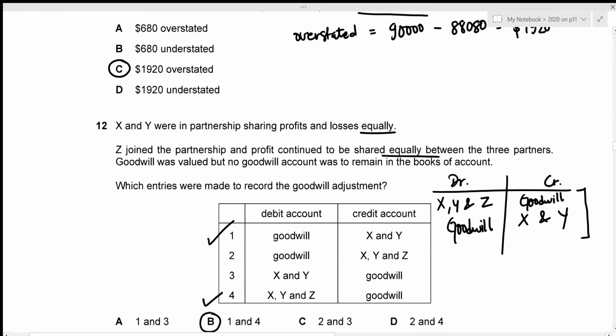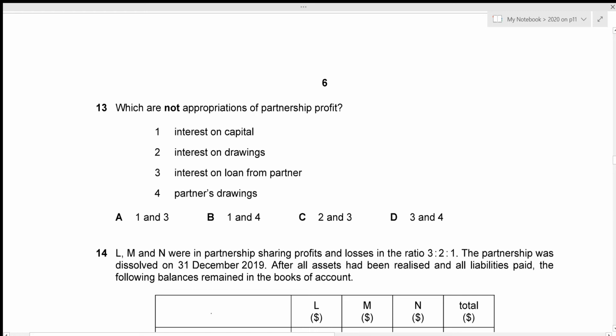Now let's have a look at question number 13. Which are not appropriations of partnership profit? So the first one is interest on capital, which is recorded in the appropriation account. Interest on drawings is also recorded on the appropriation account. Interest on loan from partner is not recorded on the appropriations account. It is actually recorded in our income statement in the finance charges section. Then we have partners drawings, which is also not recorded in the appropriation account. And we are looking for items that are not appropriation. So that is 3 and 4, which is given in option D. That will be our correct answer.